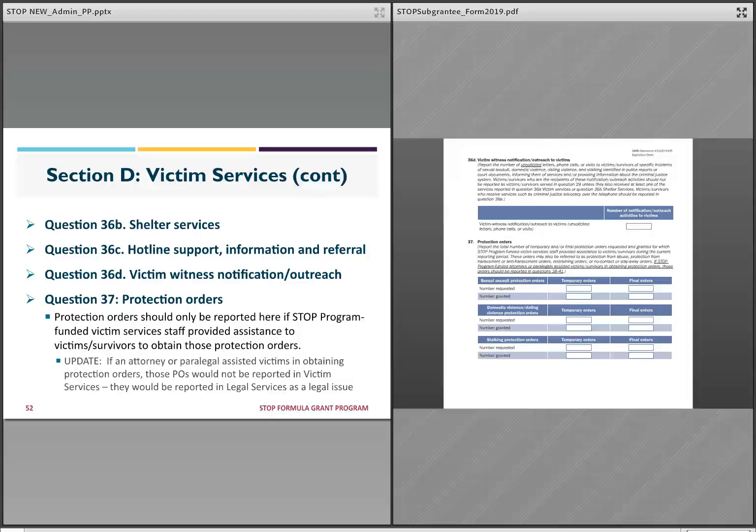In question 37, protection orders, subgrantees should only be reporting protection orders requested or granted if STOP program-funded victim services staff provided assistance to victim survivors in obtaining those protection orders. If an attorney or paralegal assisted victims in obtaining those protection orders, they should not be reported in victim services because they will be reported in legal services as a legal issue.